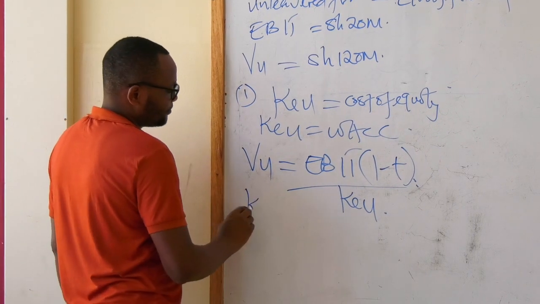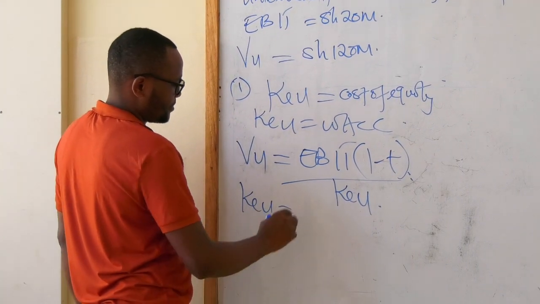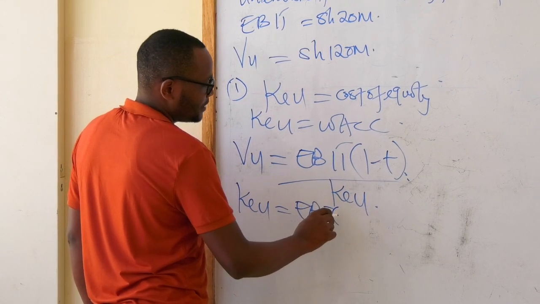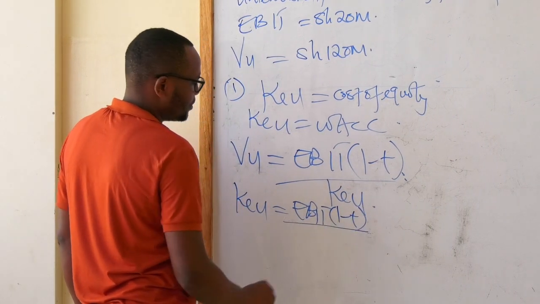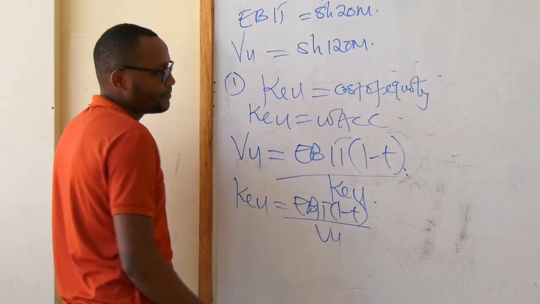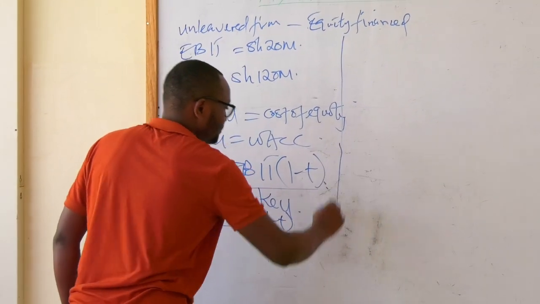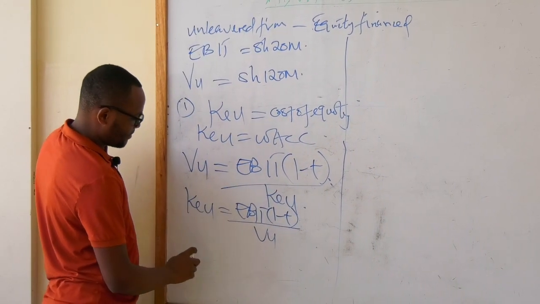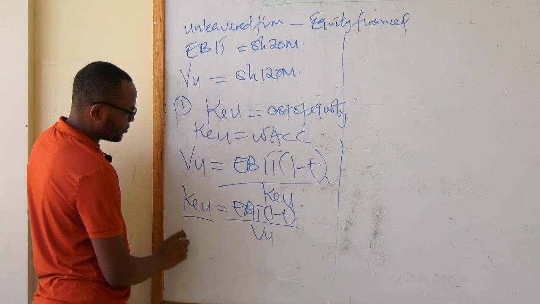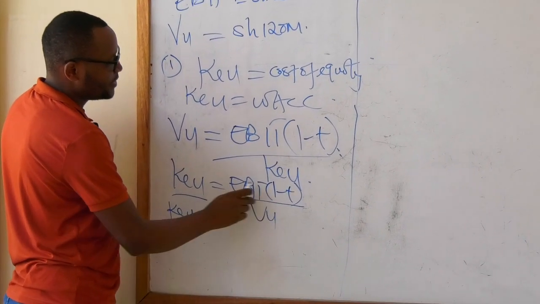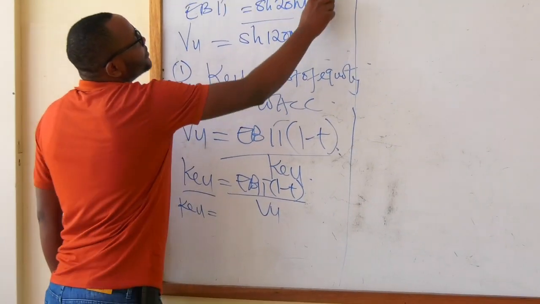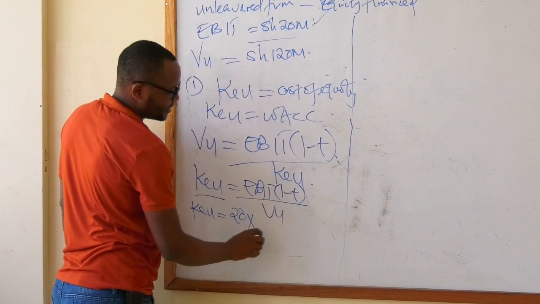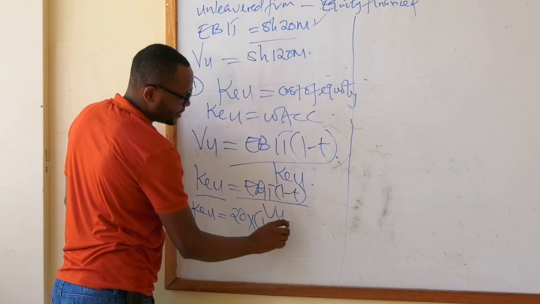So we say Ke is equal to EBIT times 1 minus T, all over the value of the levered firm. From here, my board may be small, but you have to understand me. We want the Ke part of it. So Ke is equal to EBIT. EBIT, we have it here. So that is 20 times, in brackets, 1 minus 0.3.